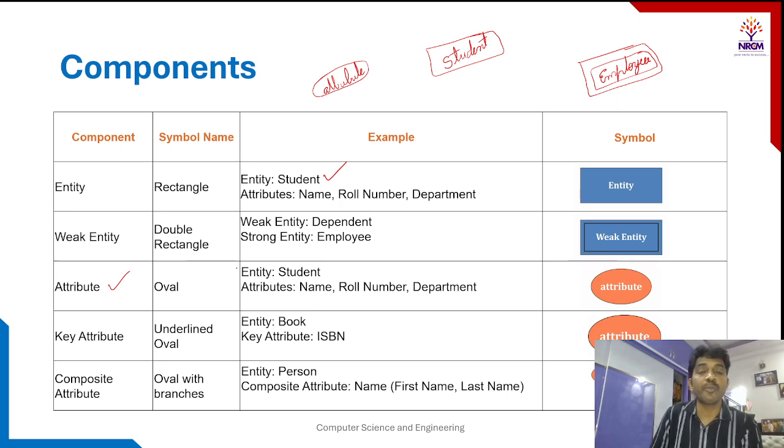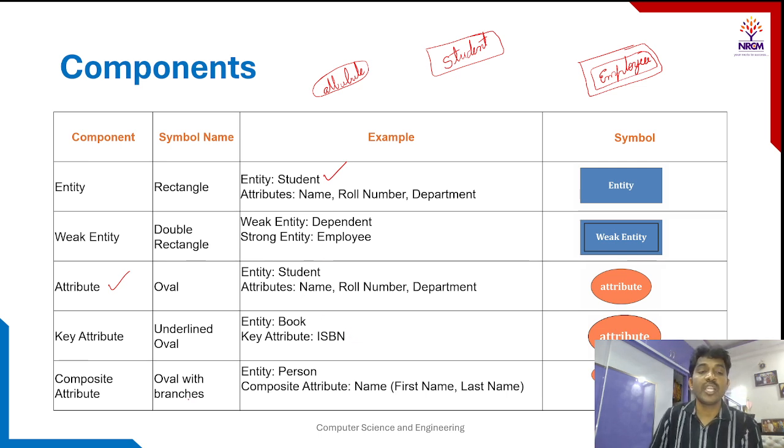Coming to the key attribute. The key attribute is going to identify every record of the table uniquely. For example, take the Aadhaar number. Based on the Aadhaar number, we can find any person in India, because the Aadhaar number is a unique ID for everyone. Like that, in a library, based on the ISBN number you identify the book. This is an example of the key attribute.